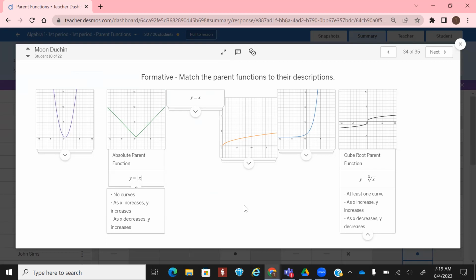Let's see what the description is. So it says no curves. Okay, so do you see any curves on here? No, those are mostly straight lines, right? And then it says as x increases, y increases. And as x decreases, y increases. Is that true? Yeah. So we're going to pair it with that one.